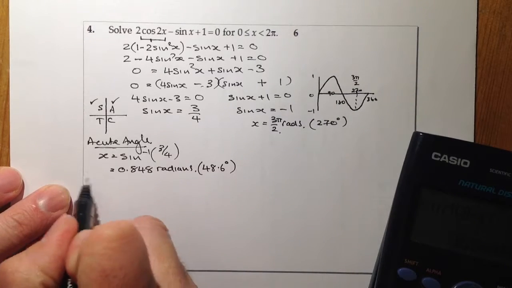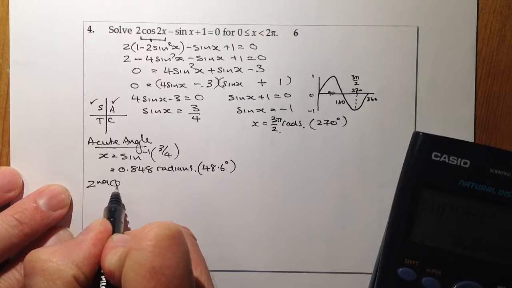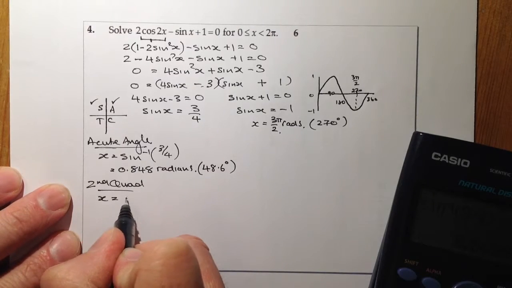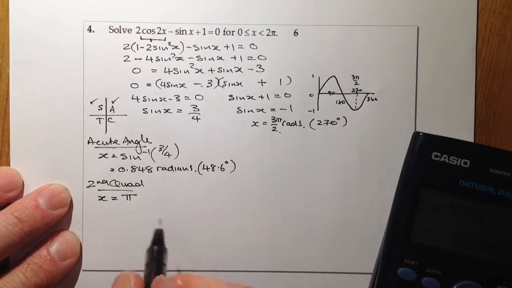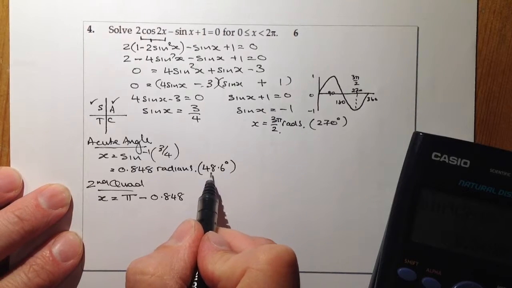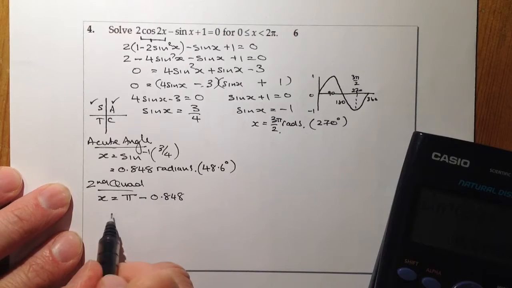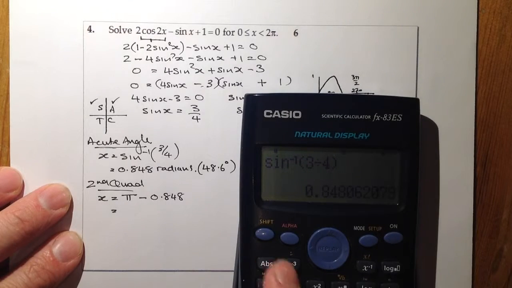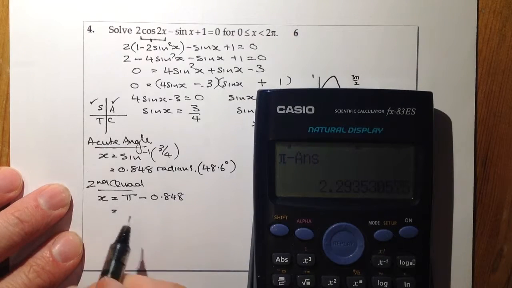Right, so to work out the second quadrant solution, what we have is x is equal to 180 degrees, and I'm going to subtract from that the 48.6 degrees. I'm working in radians, so I'm just going to do that on the calculator just now. So all I'm going to do is go for pi, and subtract the answer, which is 0.848, and what you get out there is 2.29, and 4 to 3 decimal places.